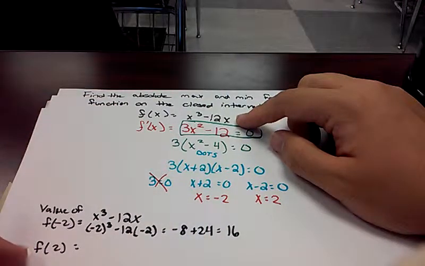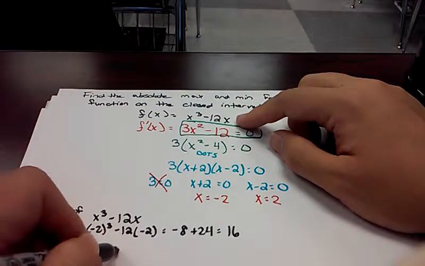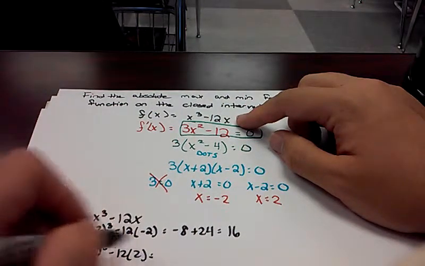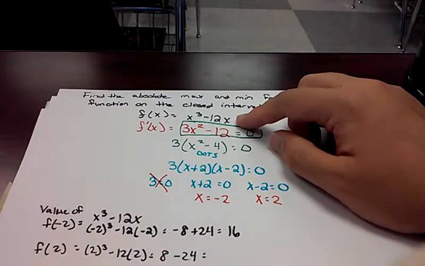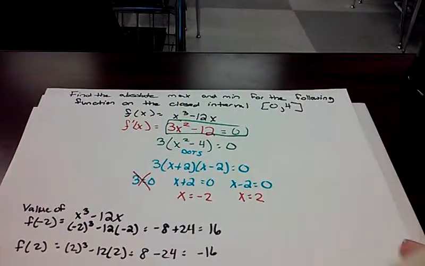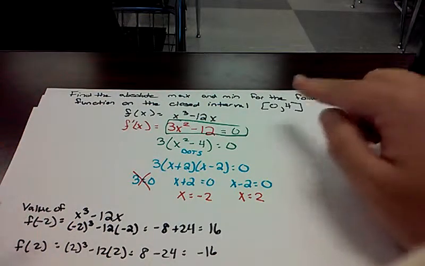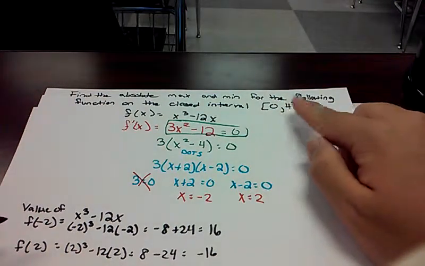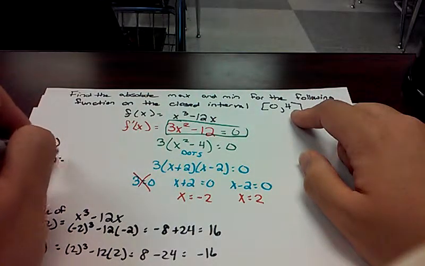Also, I need to plug in 2 and figure out what that value is. So now I'm going to have 2 cubed minus 12 times 2. 2 cubed is 8. Negative 12 times 2 is negative 24. 8 minus 24 is negative 16. All right, but you're not finished. Not only do you have to find the values of the critical numbers, but you also have to find the values of the endpoints on the closed interval. So I need to find out the value of f of 0 and f of 4.